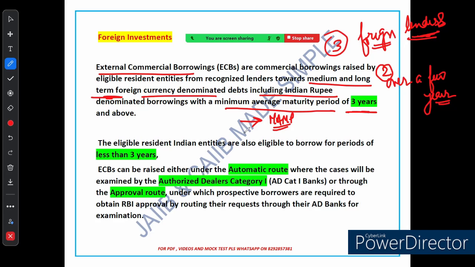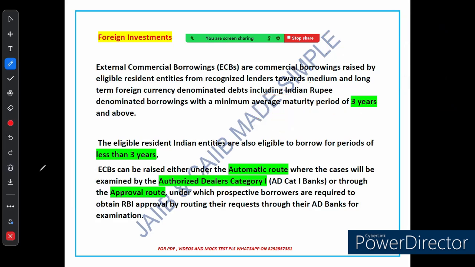So let me make it simple with an example. Imagine there is a company in India. Let's call it XYZ Limited. Now they want to borrow money to expand their business. But instead of borrowing from an Indian bank, they borrow from a bank in the US. So this is ECB, basically a loan from a foreign lender. Is it clear now? Now the next question is, who actually takes this loan?